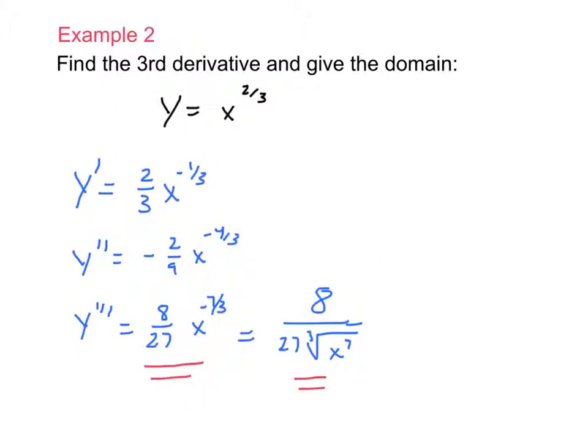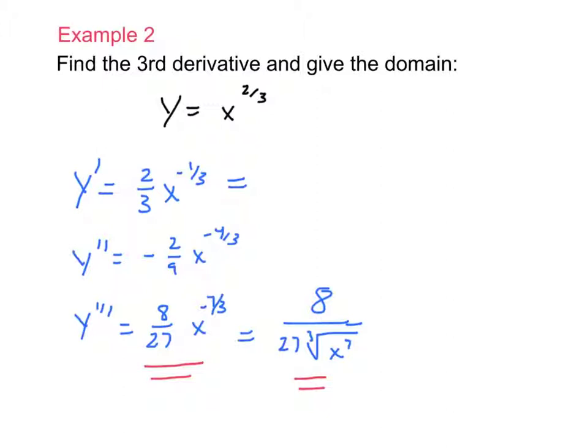Now, one thing you should keep in mind is once we find this first derivative, we are now talking about negative exponents. Let me just show you why this is a big deal. The domain of the original function, y equals x to the 2/3, is all real numbers. But the derivative and the subsequent derivatives all have an undefined point at x equals 0.